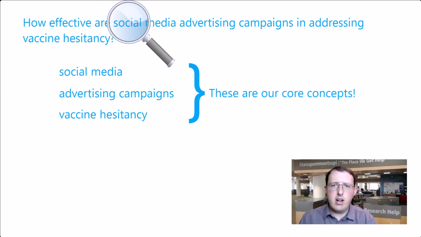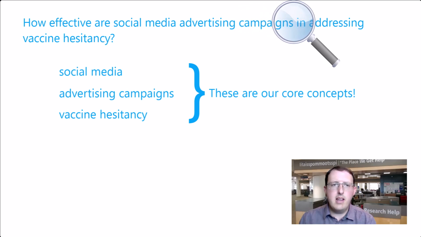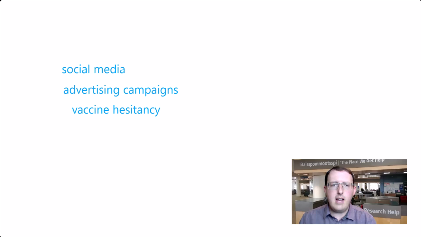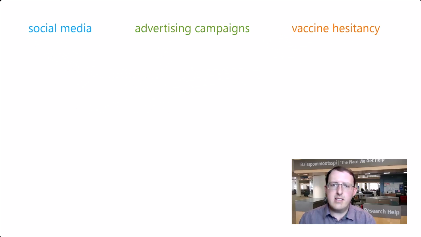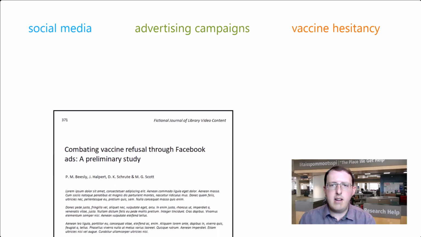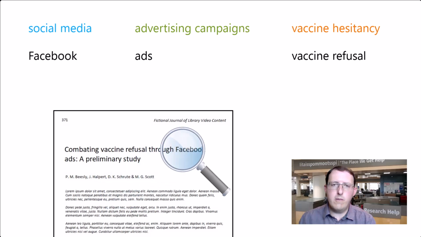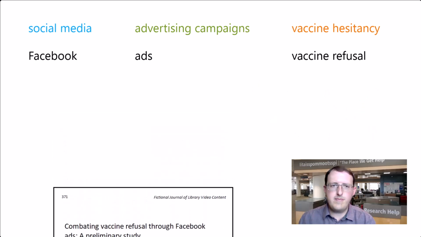When beginning a search, always look carefully at your research topic and pull out the core concepts to use as keywords. After you've shortlisted your core concepts, consider synonymous and like terms that authors may be using in place of the terms you've identified. A paper entitled "Combating Vaccine Refusal Through Facebook Ads, a Preliminary Study" would definitely be of interest to us, but you can see that different words are used, such that this article might not be returned in a database search if we only use the core concepts we first identified as keywords.